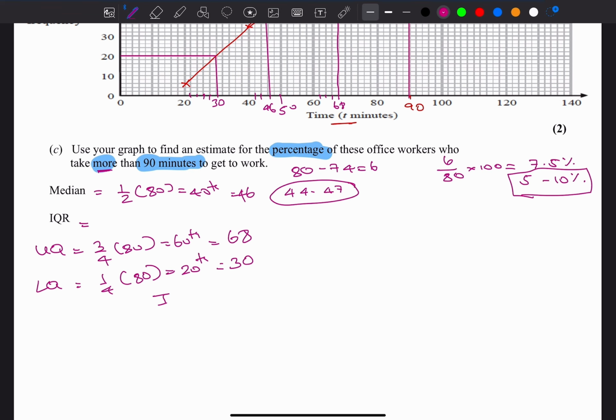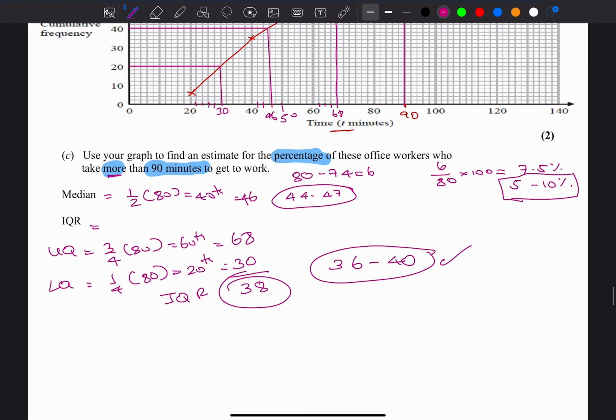And your interquartile range is upper quartile take away lower quartile, which makes it 38. That's the answer. So anything between, let's say, 36 to 40 is okay. Anything between that is alright. Okay. Because these are what you draw.